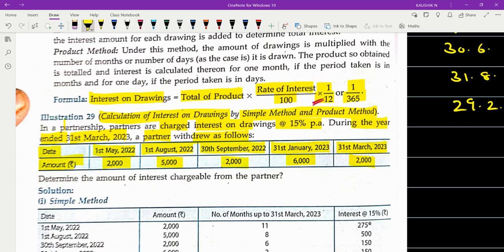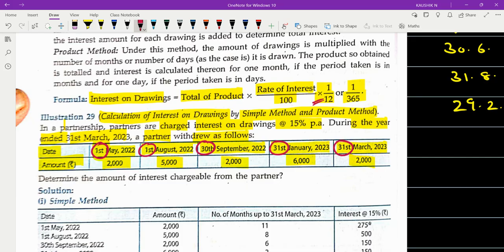And look at the interval. In one case, the first withdrawal he has done at the beginning. In the second case also he has done at the beginning. In the third case he has done at the end. In the fourth case at the end. Fifth case at the end.